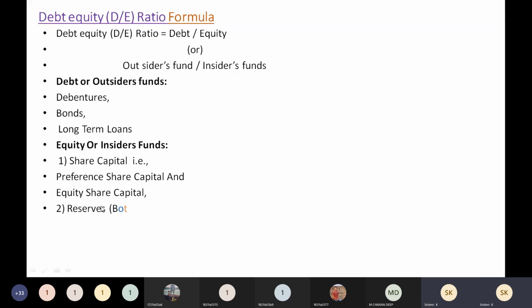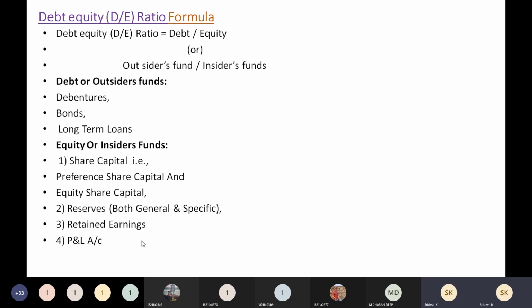The second one is reserves. Sometimes general reserves are given, or sometimes it may be specifically given what purpose these reserves are meant for, like contingency reserves or contingency fund. It will be mentioned that you have to include them in the insiders' funds only. The third one is retained earnings. Sometimes retained earnings will be there in the company, no? You include this in the insiders' funds. And along with this, sometimes the profit and loss account will be given on the liability side. That also you include in the insiders' funds.